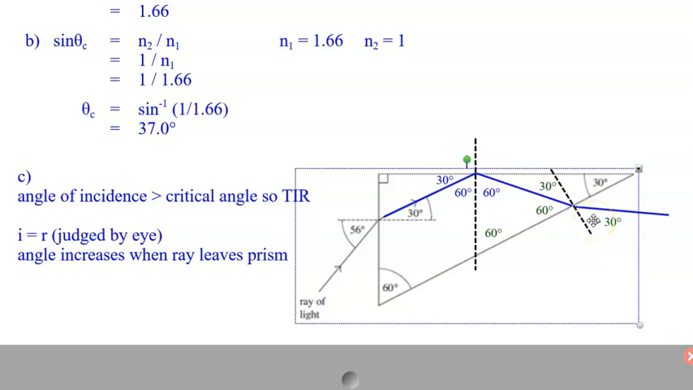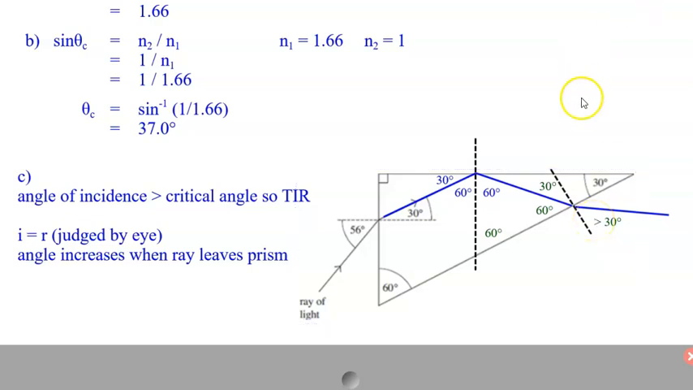So you don't need to use a protractor here, but you do need to get approximately these values in the kind of judged by eye angles. So that's a really, really important thing that you'll need to consider, is completing ray diagrams inside some complex prism shape.